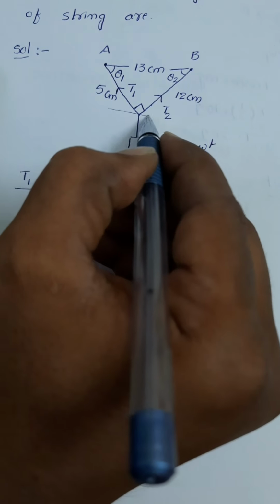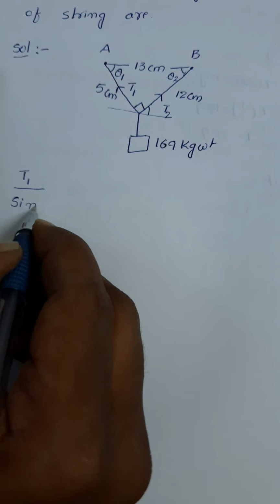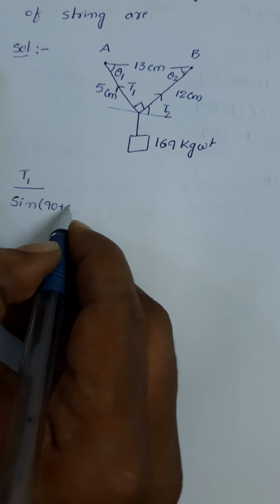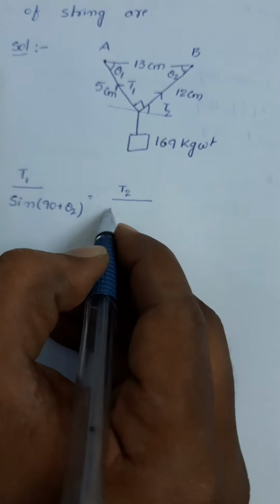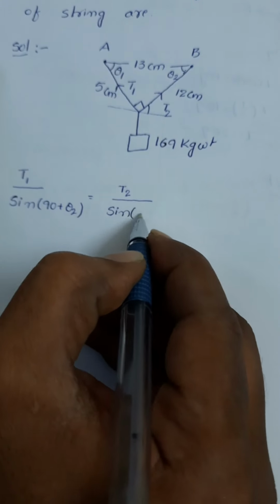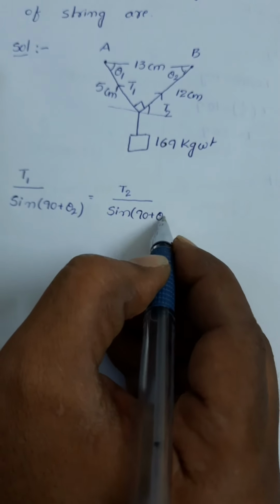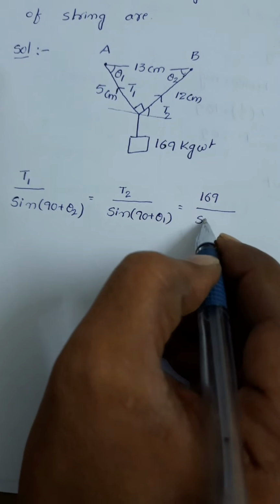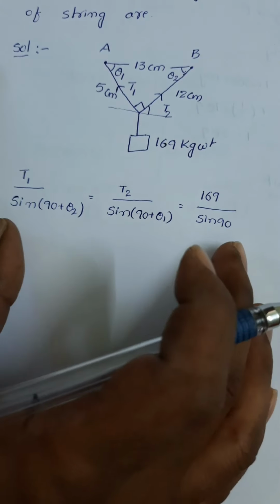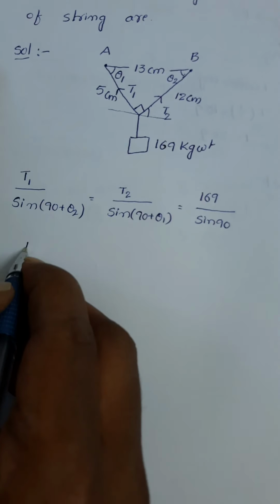That's why, if you draw one horizontal line, alternate angles are equal. Here the angle is theta 2, so here the angle is also equal to theta 2. Alternate angles are equal, so it becomes sine of 90 plus theta 2. Similarly, T2 divided by sine of 90 plus theta 1 we can get. And the weight 169 kg weight divided by sine 90 degrees we can get. Equate these, then we get the T1 and T2 values.